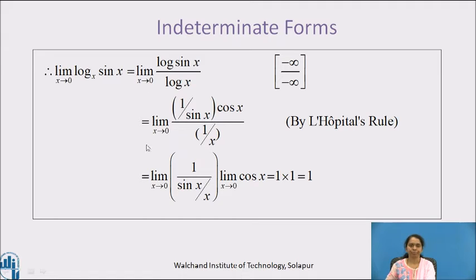Therefore, we will simplify it and write it as limit x tends to 0 of (1 upon sin x upon x) into limit x tends to 0 of cos x. Now we know this identity from our 12th standard and write this limit to be 1. Cos 0 is 1 and hence the product is equal to 1.